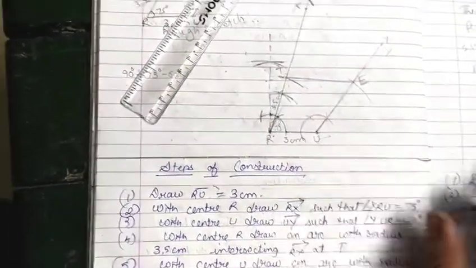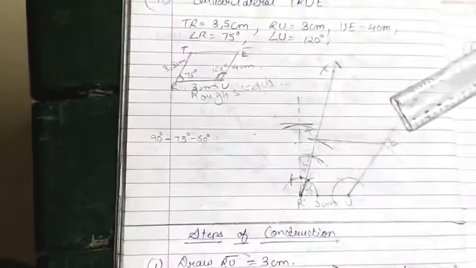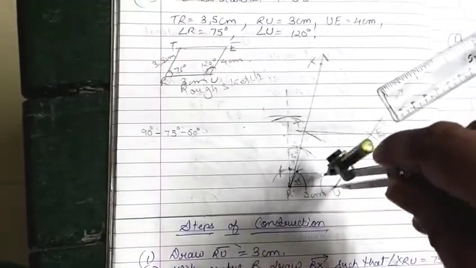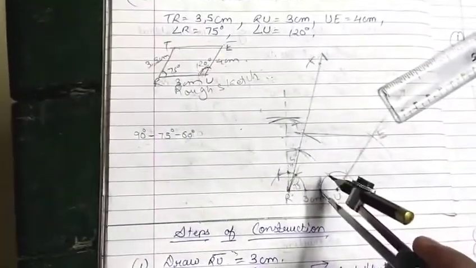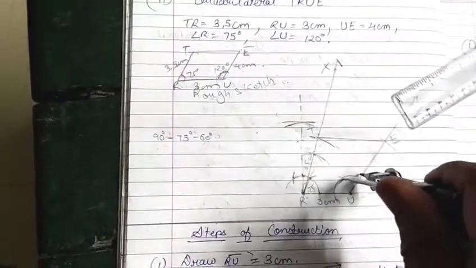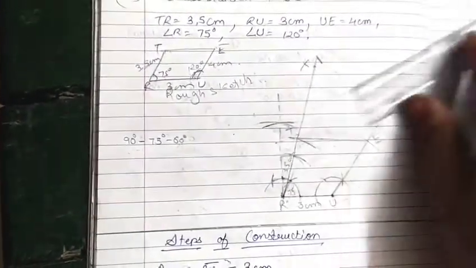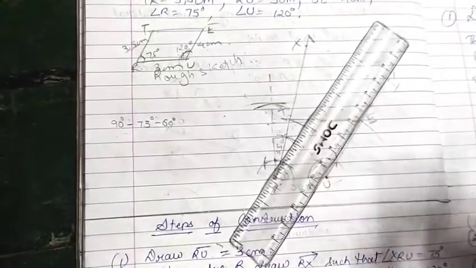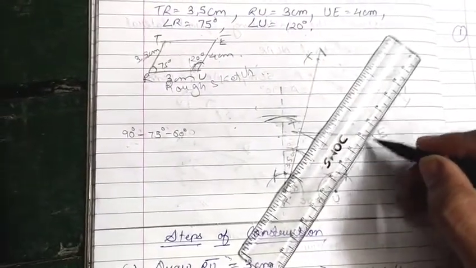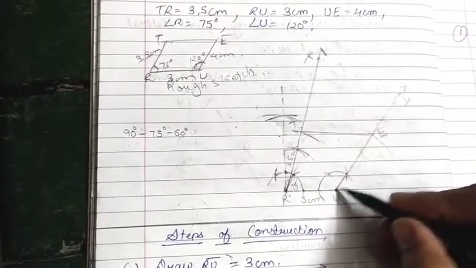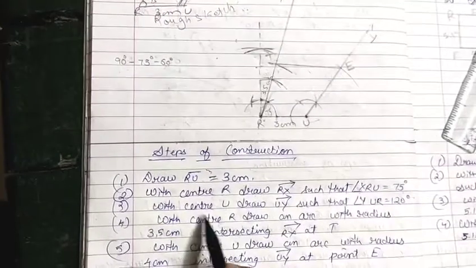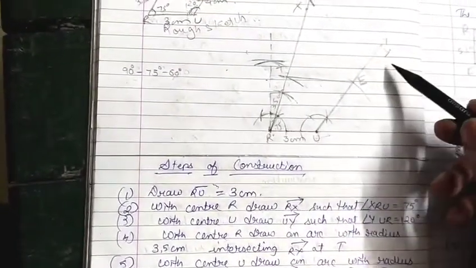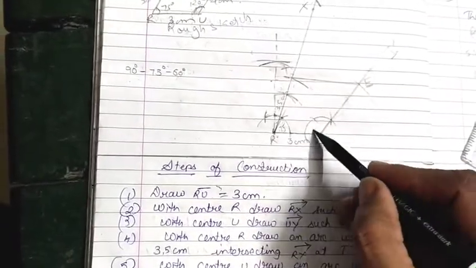Now with center U, you have to take this 120 degree. This is also very simple. Take any measure, draw an arc, wherever it gets cut. The first cut will give 60 degree, the second cut will give 120 degree. Then place your scale and try to get that ray. Name it ray UY. Now write down the step: with center U, draw ray UY such that angle YUR is 120 degree.